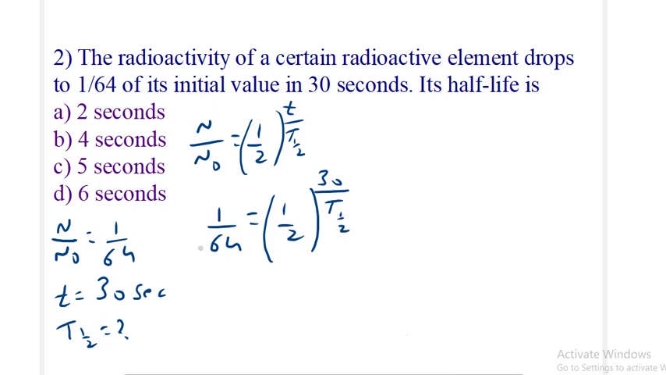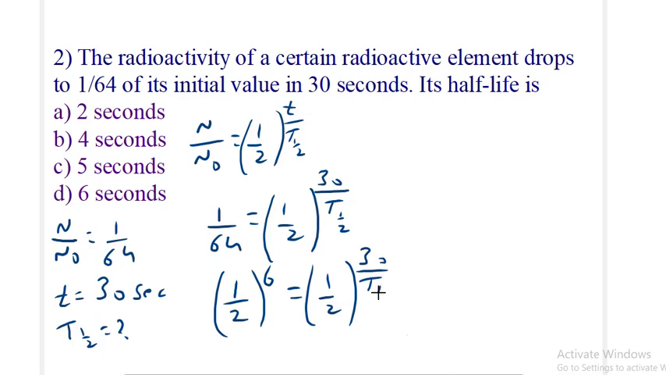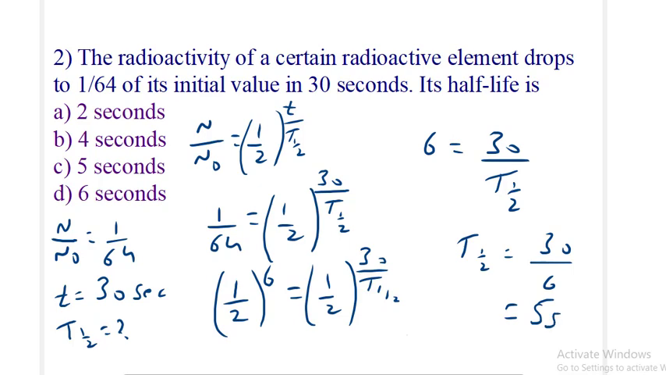Now we need to use a mathematical trick. 1 upon 64 can be written as 1 upon 2 raised to 6, because 2 raised to 6 is 64. So we have half raised to 6 equal to half raised to 30 upon t half. If we equate both sides, we get 6 is equal to 30 upon t half. So t half is equal to 30 by 6 if we cross multiply. So the answer in this case is 5 seconds.